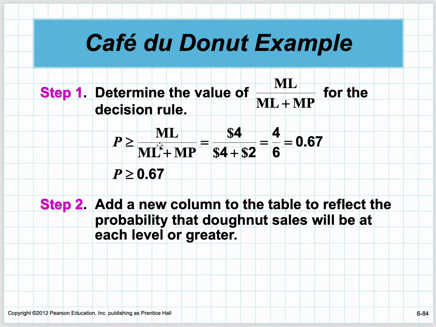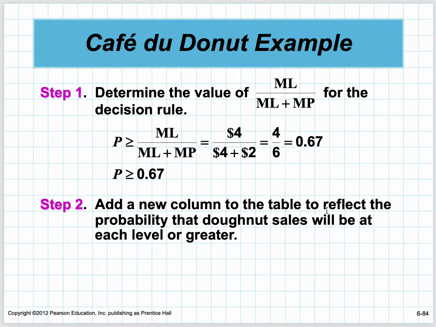So I do this calculation. Determine the value of ML divided by ML plus MP for the decision rule. So it's 4 divided by 4 plus 2. 4 divided by 6 is 2/3. It's 0.66666 forever, rounded off to 0.67.